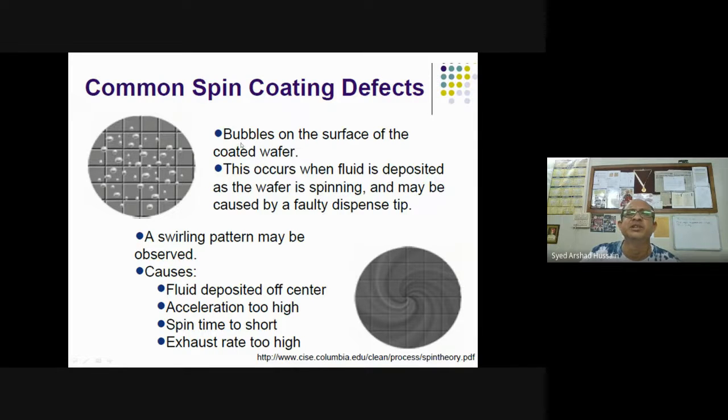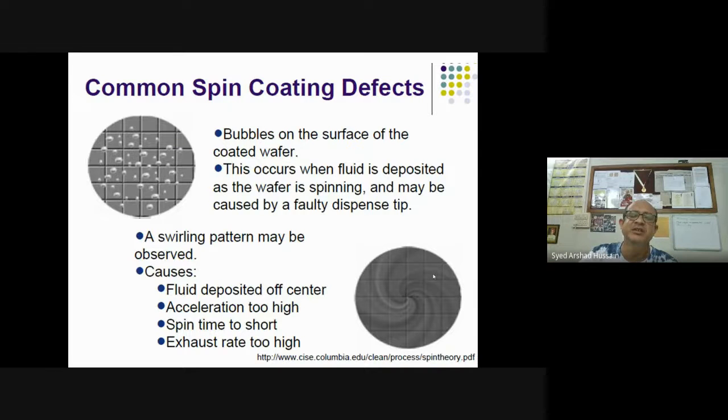Maybe bubbles on the surface of the coated film, you can see here. This is when you spin your material, if during deposition there is a bubble or air within that drop, then this may be the air. At the same time, you may have a pattern also, and this is very important, because you have to spread your solution just at the center. If you put or drop your material away from the center, then the spreading will not be uniform.